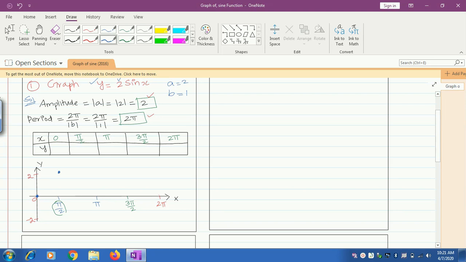Only 2 points are enough to know the behavior of the graph. If the 2 point is there, then the next point will be coming 0. The next point is coming here minus 2, and then next here 0. This is a wave-like structure, right? So this is the sine graph.